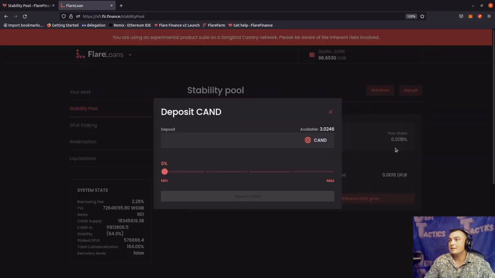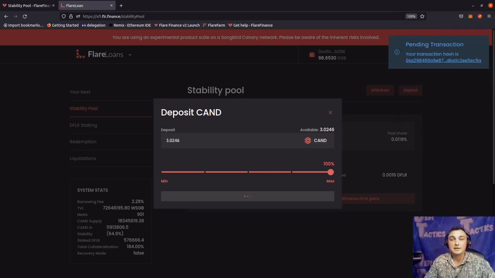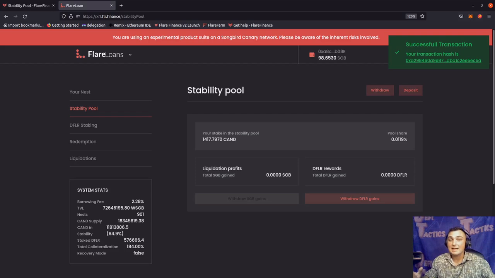Let's deposit that one Canary dollar plus the Canary dollar rewards by sliding the slider all the way to the max. We will click deposit. We will confirm the transaction and then wait for confirmation. We got a successful transaction, meaning we claimed all of our rewards. We did the managing that we needed to ensure that the portfolio is earning as much as possible.